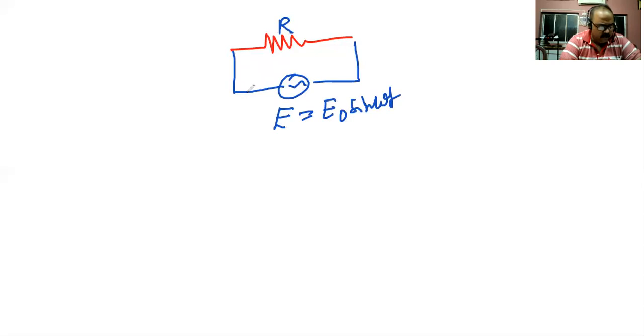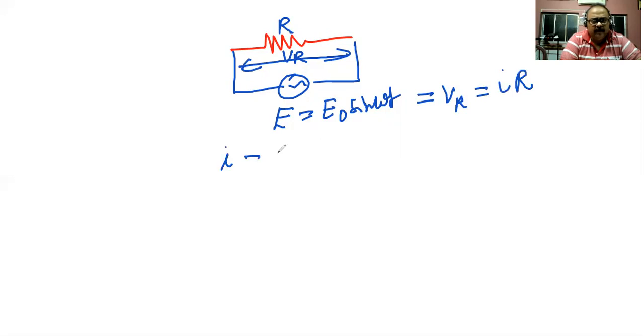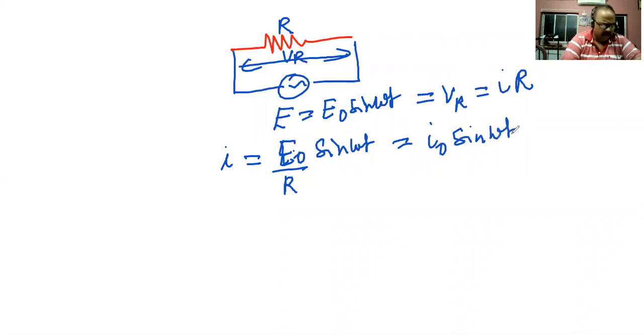And if I try to find out the current over here, from Ohm's law we can say, and of course the potential difference across this resistor will be equal to V_R, and that is equal to I into R. So from here I can say that I is equal to E naught divided by R into sine of omega t. So E naught by R is equal to I naught, that is the peak current. So this is equal to I naught sine omega t.